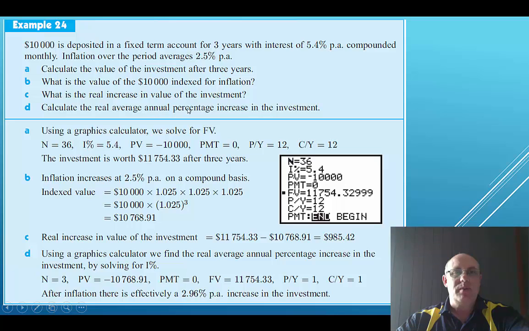The last part of that is to calculate the real average return. So we're looking at the annual percentage increase. What we do is put into the present value the dollar value of what it would be worth in 3 years' time. We keep our future value the same, make it one payment per year, and we have 3 payments. Then we work out what our I value is, and that works out to be 9.676.